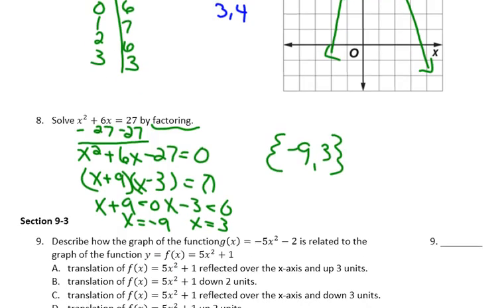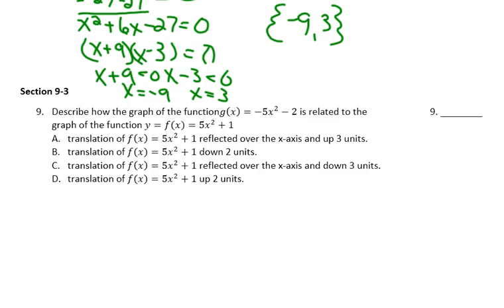Okay, describe. Now this one's a little bit tricky because we're not comparing it to our x squared, we're comparing it to 5x squared plus 1. So I notice, first of all, it's a -5, which means it has to be reflected over the x-axis, which means I can get rid of at least B and D. To then go from 1 to -2 means that I'm going down 3. So that should be choice C, reflected over the x-axis and down 3 units.